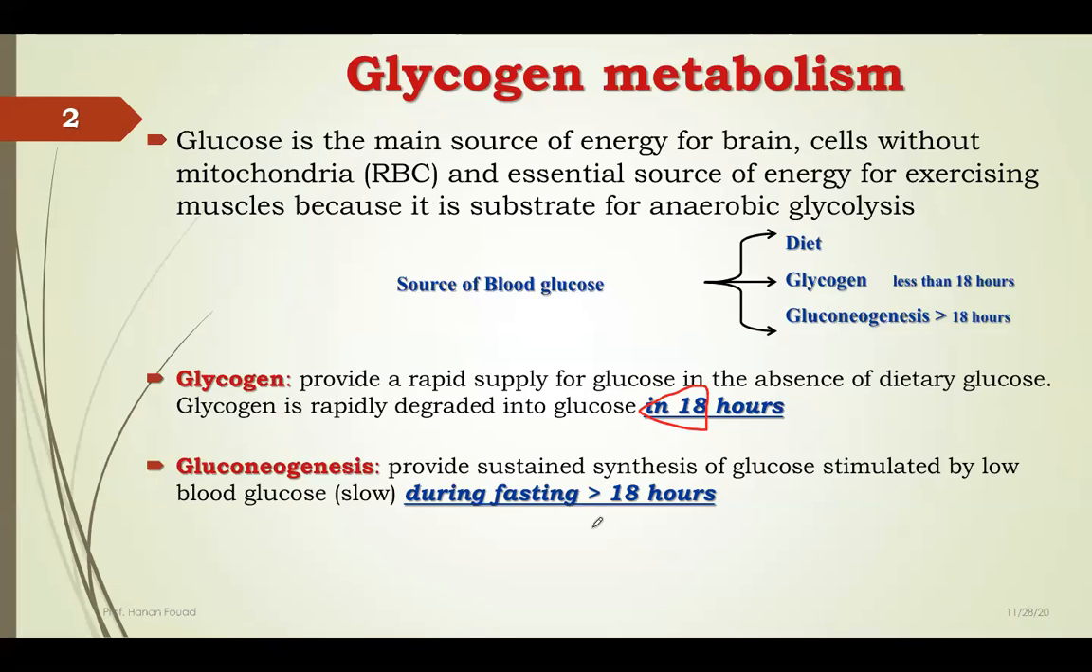If you are fasting or starving more than 18 hours, the glycogen stores will be depleted. There will be no glycogen in your body. So, glucose comes from a process called gluconeogenesis. Of course, we are going to discuss gluconeogenesis in a subsequent lecture. Gluconeogenesis means synthesis of glucose from the body proteins or from the body fat. This occurs during starvation for a long period of time, for several days, several months.